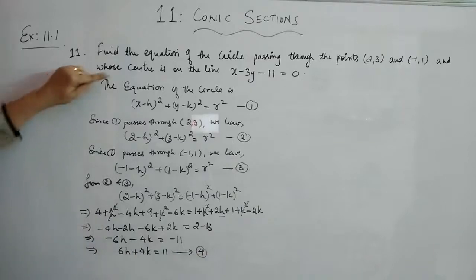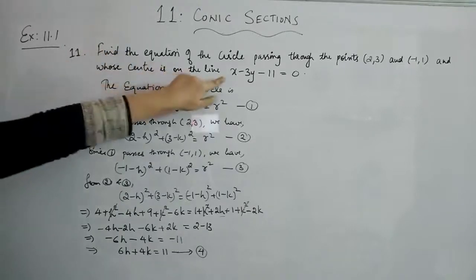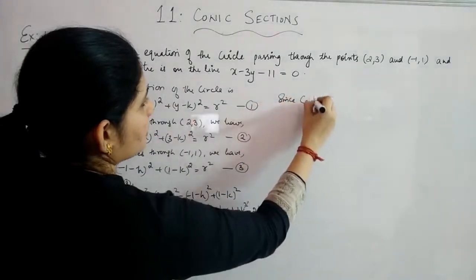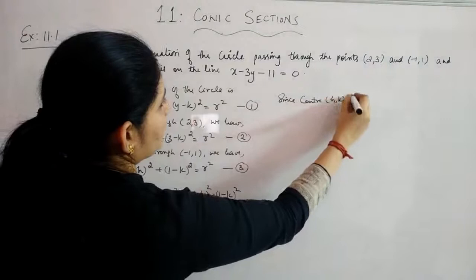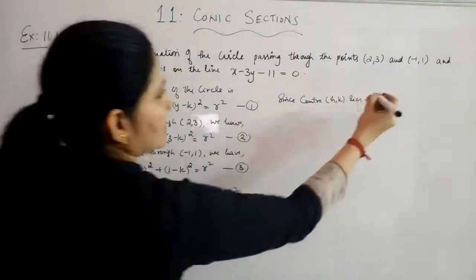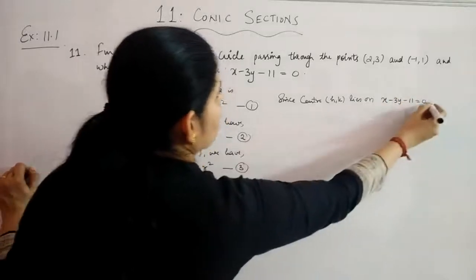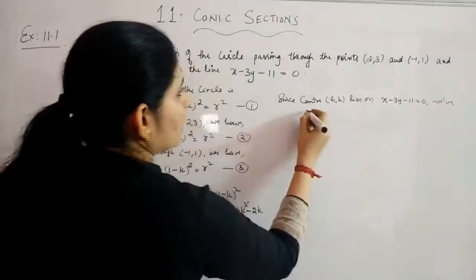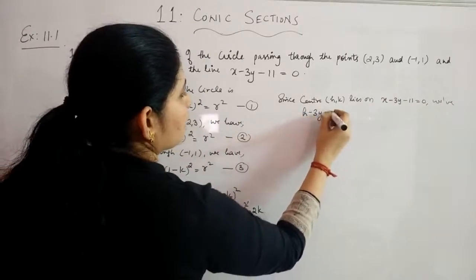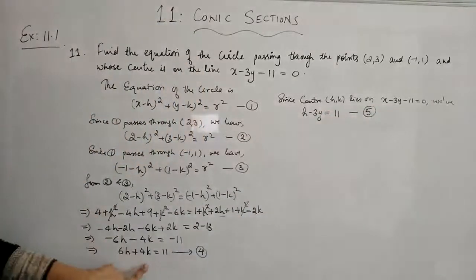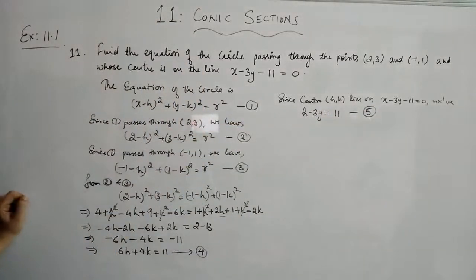Now the center is lying on the line x - 3y = 11, so you can replace h and k in this equation for x and y. Since the center (h, k) lies on the line x - 3y - 11 = 0, we have h - 3k = 11. So this is your equation number 5. Now you have to solve the fourth and fifth equations in order to get the values of h and k.